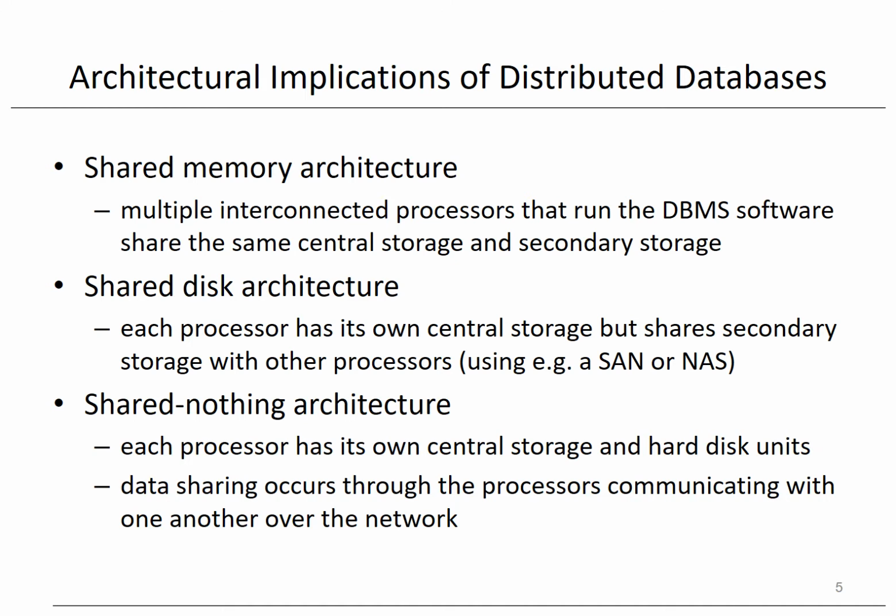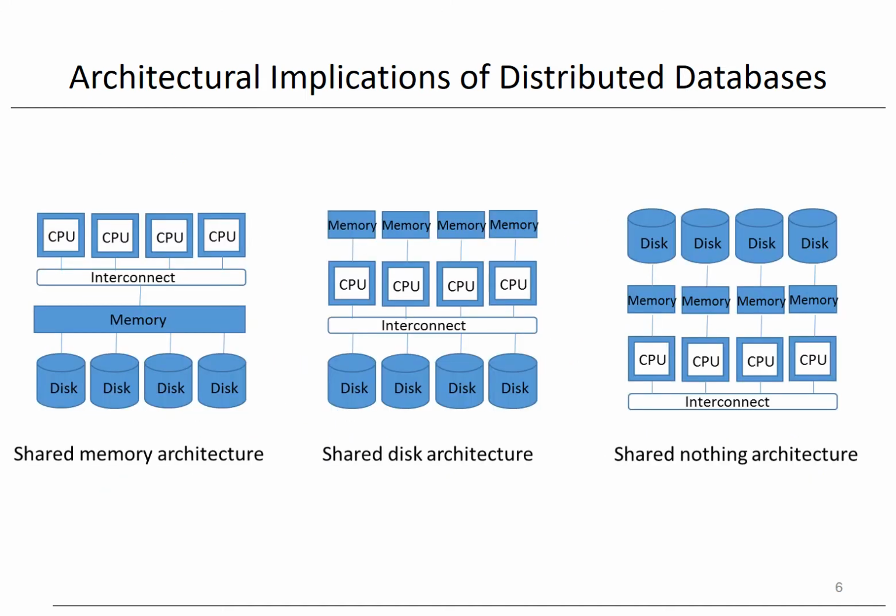The most prevalent approach for distributed databases is the shared nothing architecture. In this setup, each processor has its own central storage and hard disk units. Data sharing occurs through the processors communicating with one another over the network, not by the processors directly accessing one another's central storage or secondary storage. You can see the various architectures illustrated here.